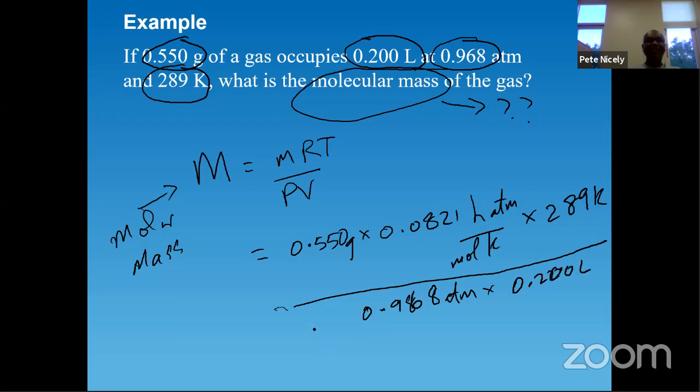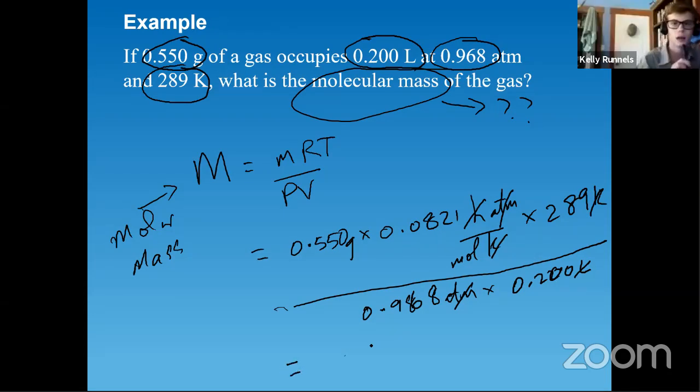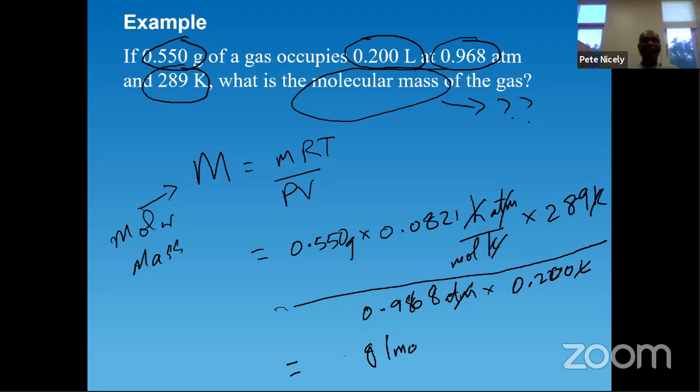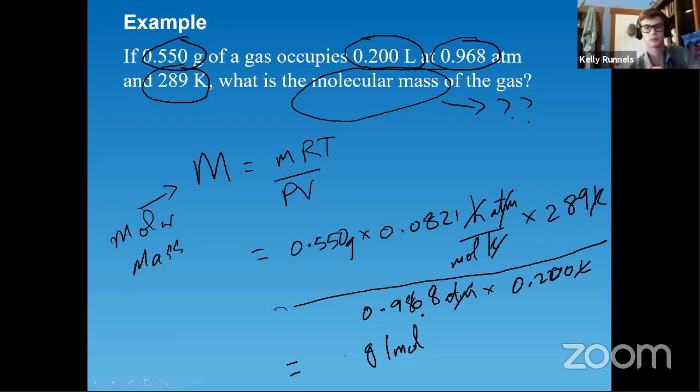In terms of units canceling out, the liters will cancel here and here. Atmospheres will cancel here and here. Kelvin will also cancel out. So your final units would be grams per mole. Again, I'm going to need your help crunching these numbers. It is 3 sig figs, so 67.4.